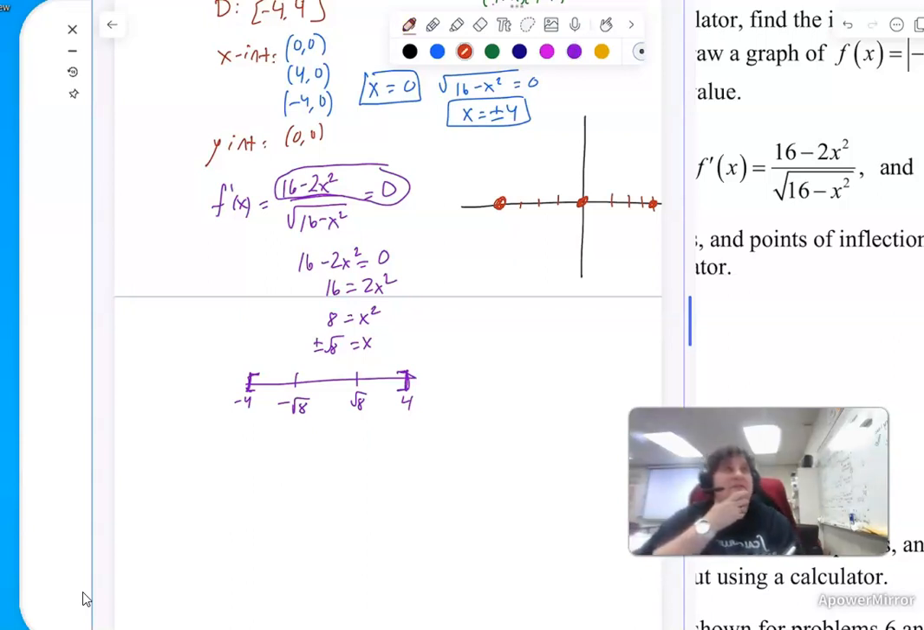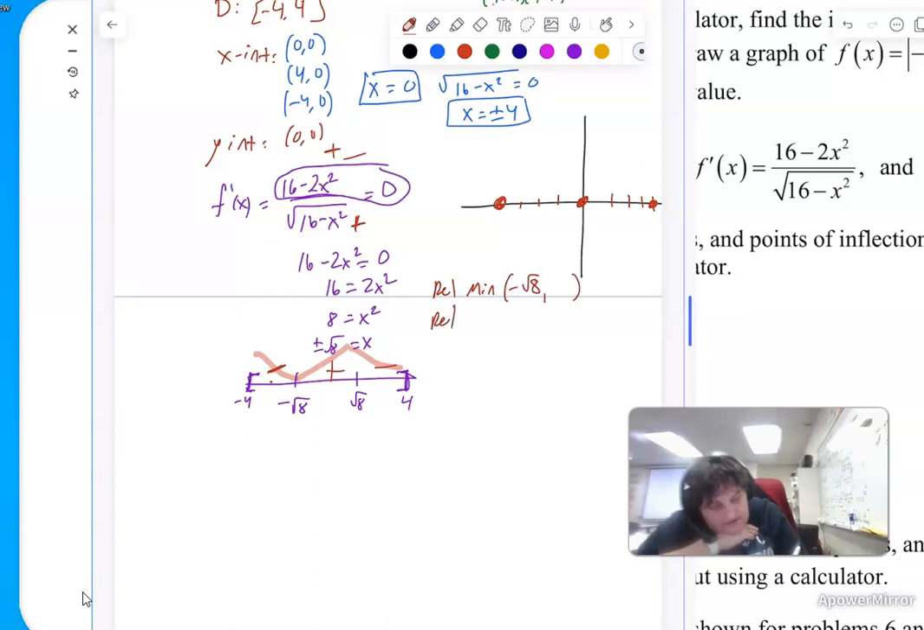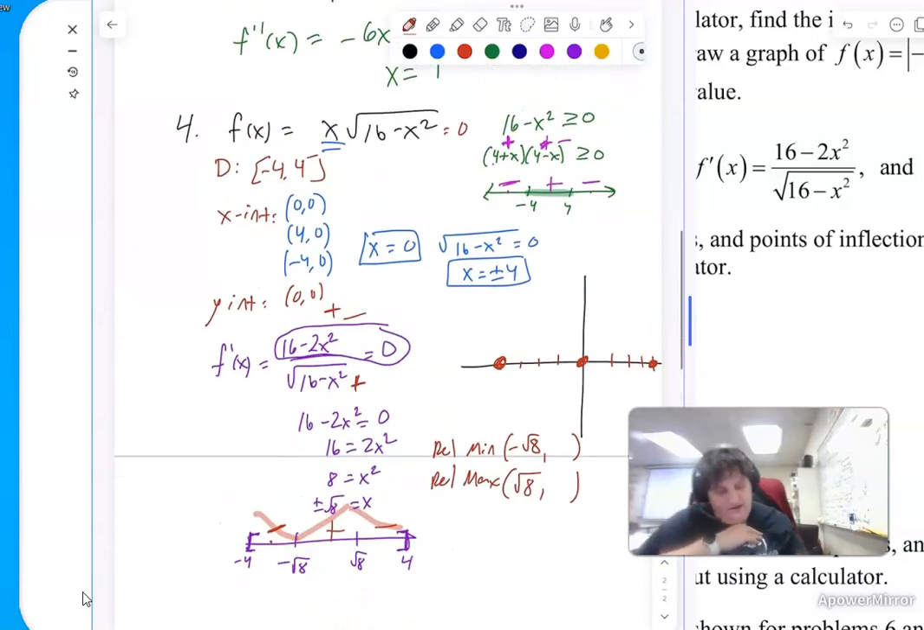Square root of 8, let's see, square root of 8 is going to be like 2 point something. So if I plug in negative 3, I'm going to get 16 minus 18. I'm going to get a negative. The bottom's always positive because you're square rooting, okay? If I plug in 0, I get a positive over a positive. And if I plug in 3, I get a negative over a positive, okay? So I have, let's see, this is going to go decreasing, increasing, decreasing. And so I have a relative min at negative root 8 something and a relative max at positive root 8 something. If I plug those into here, let's see what I get.